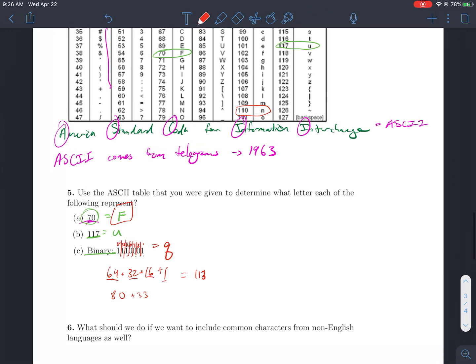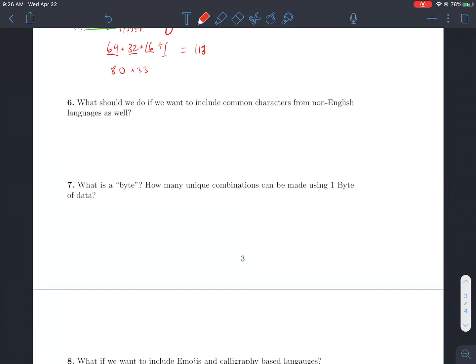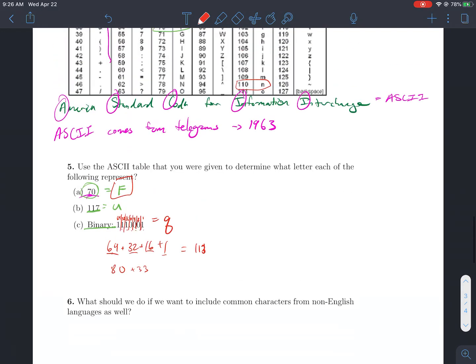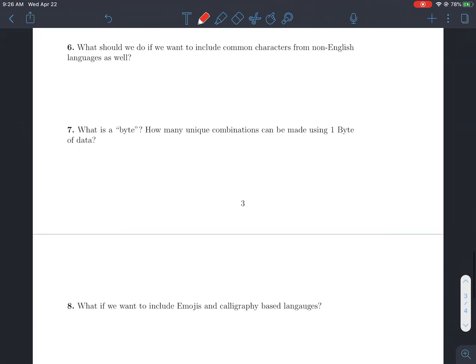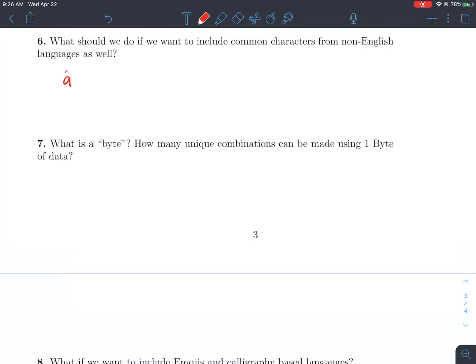So we've got all of our letters. What should we do if we want to include, oh, this is a big question, right? In 1963, we may have been focusing on sending messages mostly in English. But of course, as computers have evolved, we wanted to send messages in non-English languages as well. So if you think about languages that use similar alphabets, we have a whole bunch more characters that we need to include. We have A with an accent, A with an accent the other way, enyes. We've got a whole bunch of new characters.